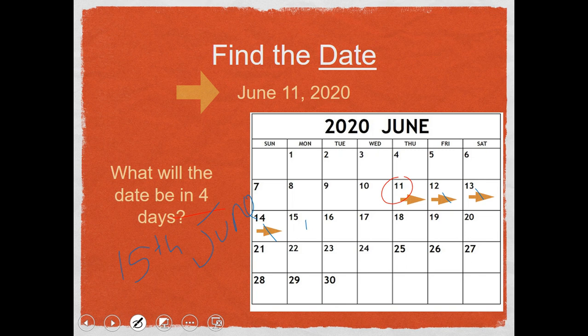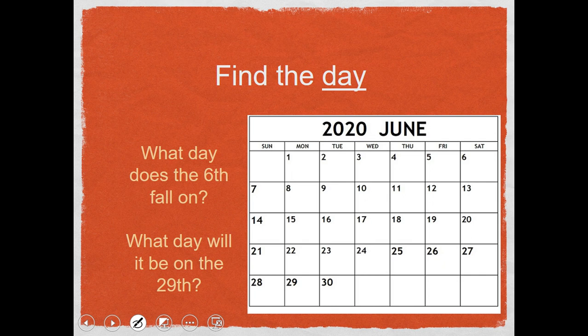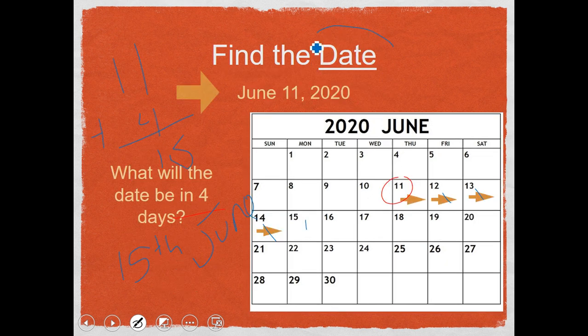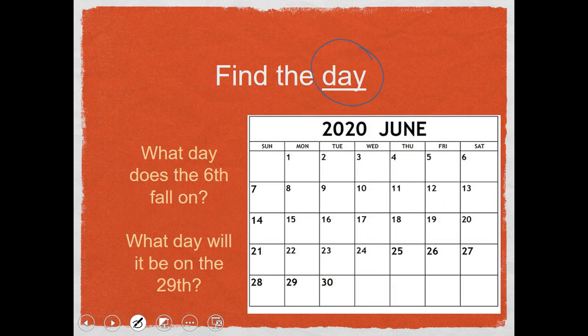Okay, so there's 2 ways. You can just count, or you can just go 11 plus 4 equals 15. And that also helps you find the days. So here, when I say find the day, the last one was find the date. This is a date, okay? Find the day, I just need to know if it's Sunday, Monday, Tuesday, Wednesday, Thursday, Friday, or Saturday.